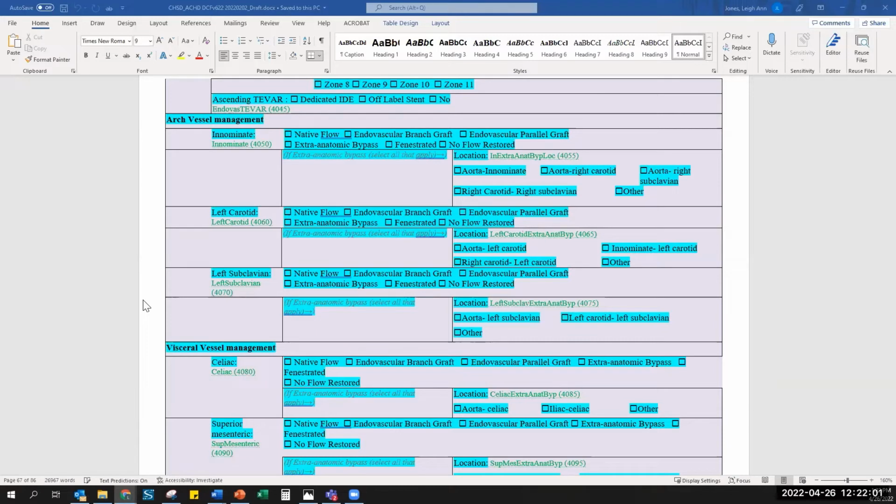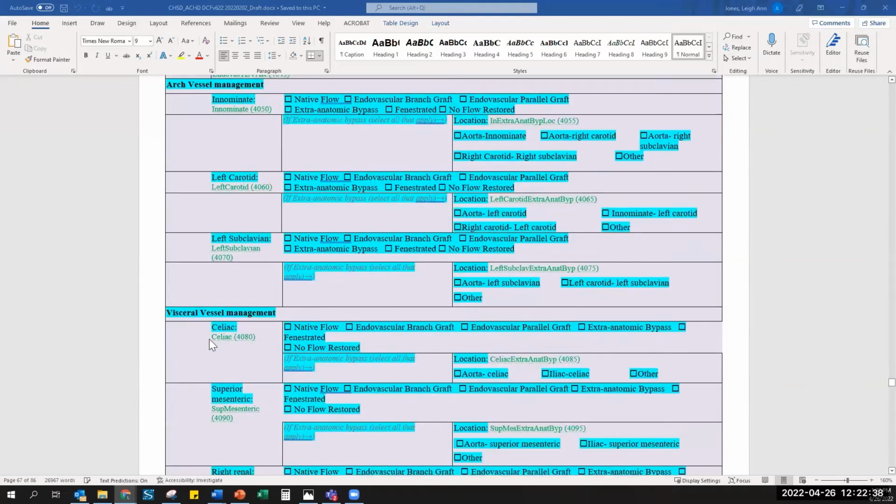This can be challenging, but the more you read op notes, the better you get at it. I've discovered over the years it's fairly challenging in the beginning, and it still continues to be challenging. I'm not going to tell you that this is easy, because it's not easy, and I still struggle with it. A lot of the adult data managers who have been doing this for quite some time still struggle with it too. So once we do the arch vessel management, then we move into the visceral vessel management.